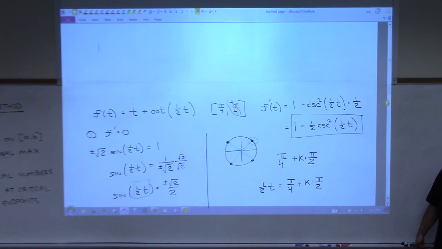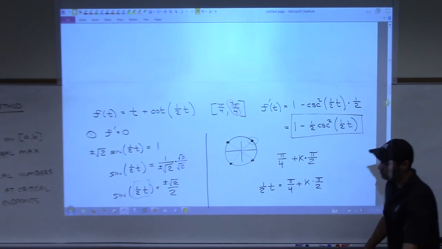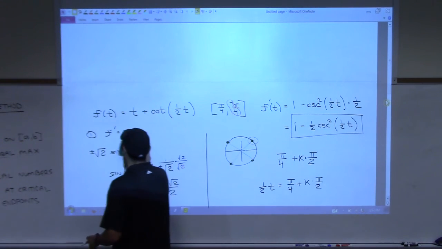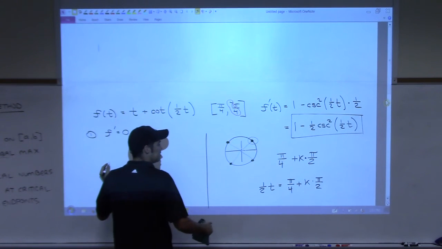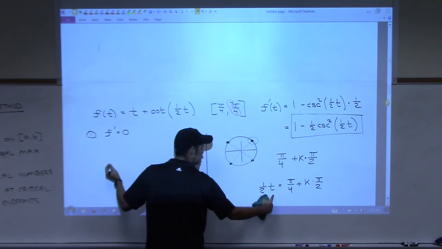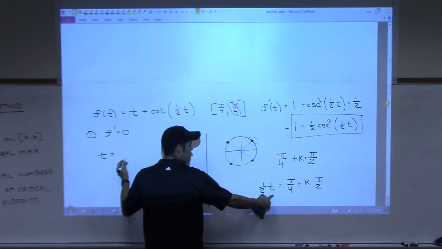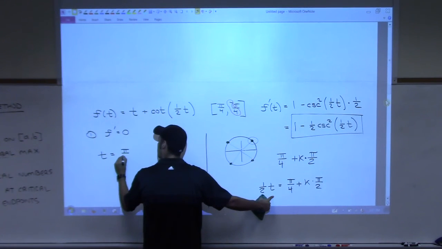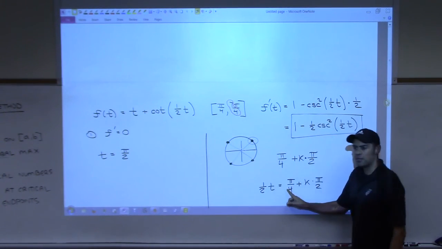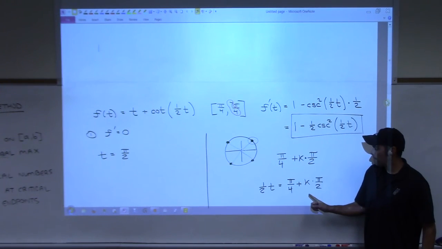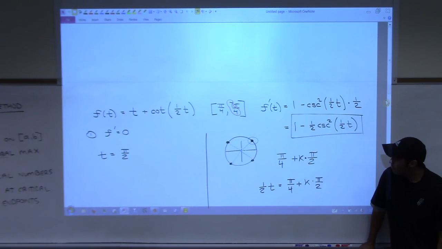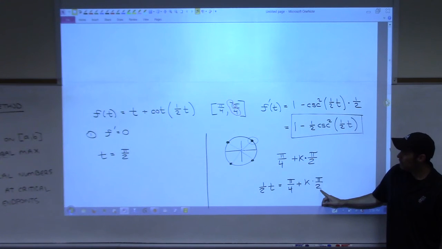All right, I'm trying to solve for t, right? So multiply both sides by 2. If I multiply both sides by 2, right here, I get t equals pi over 2, right? That's what would happen if I multiply this by 2. They would reduce out, yes? Is that pi over 4, k times pi over 4? Say again? But pi over 2. Right here? Yeah. It is pi over 2.